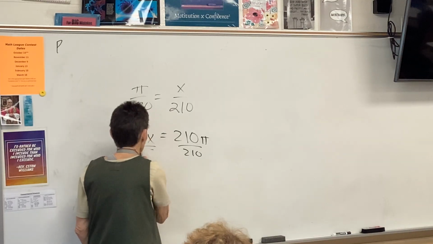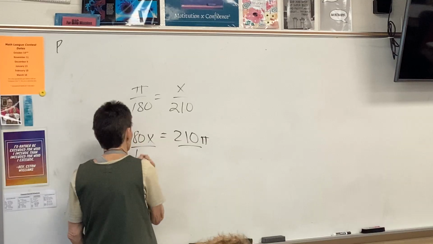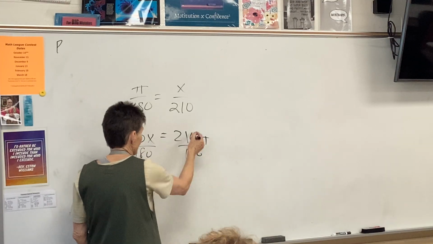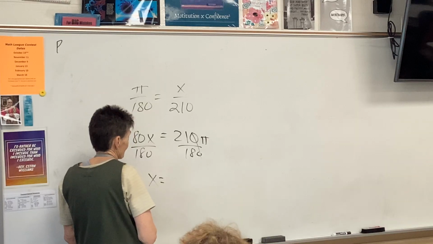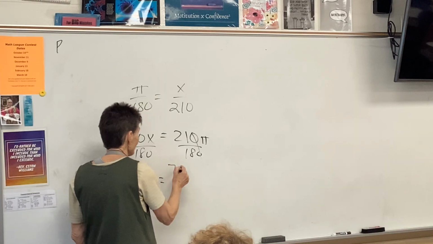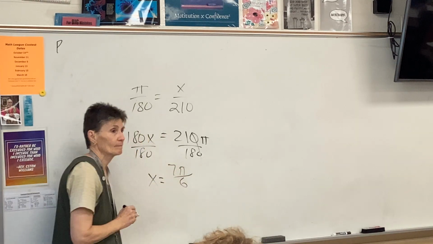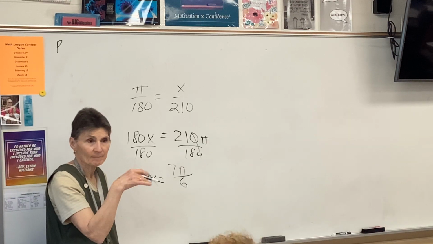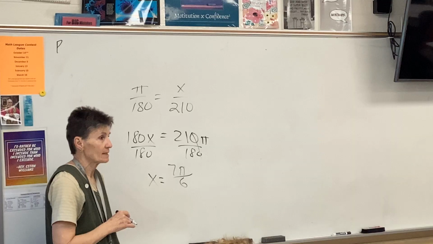What did I do? Not the right thing. I divide by 180. Solving for x. There we go. So x equals, did you get 7 pi over 6 when you reduced your fraction? Easy peasy, right? So easy.